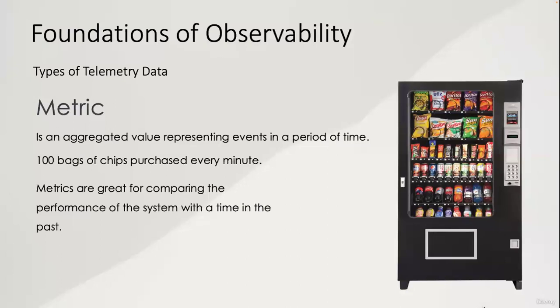For example, take a vending machine: if 100 bags of chips are purchased every minute, the metric compares how many purchases are happening in a minute. Basically, each aggregated value is called a metric. That means it represents the parameter or value of a particular event that happened.